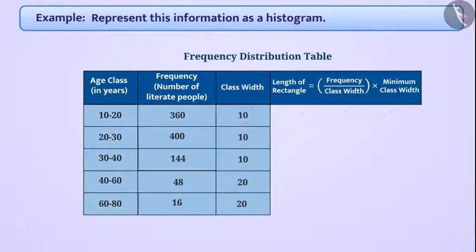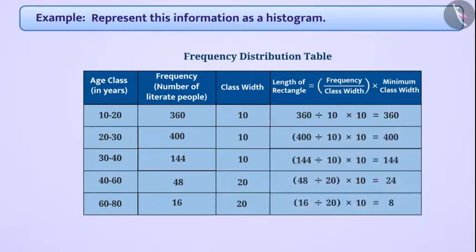Thus, the length of the rectangle for the age group 10 to 20 will be 360 divided by 10 multiplied by 10, which is equal to 360. Since the class width of the class interval 10 to 20 is already 10, there was no change in the length of its rectangle. Similarly, we will find the length of rectangles for all age groups.